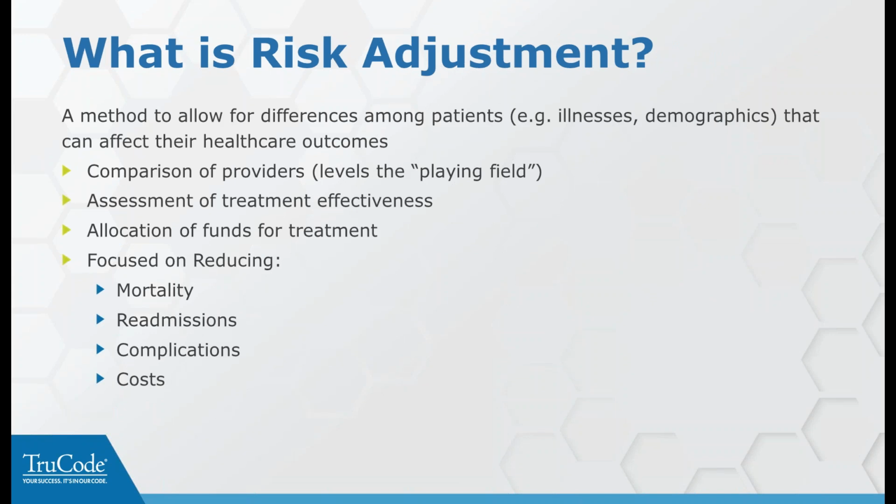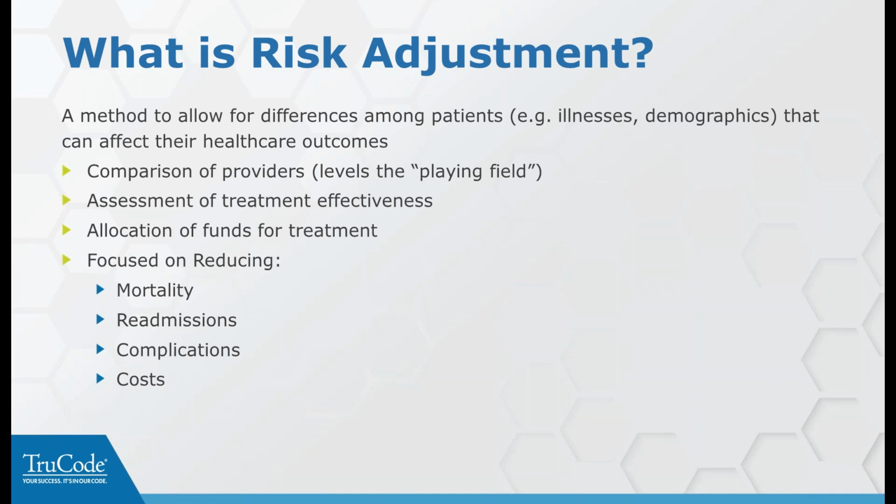Since all of these have a lot of risk adjustment built into them, let's briefly talk about what that really even means. Risk adjustment is a method to allow for differences among patients, allowing for the different illnesses that they have and demographics, where they live in the country, etc., that can affect their health care outcomes. Basically it's a way of comparing providers across the spectrum of health care to level the playing field, to be able to compare provider to provider. It's assessment of the treatment effectiveness by each of those types of providers.